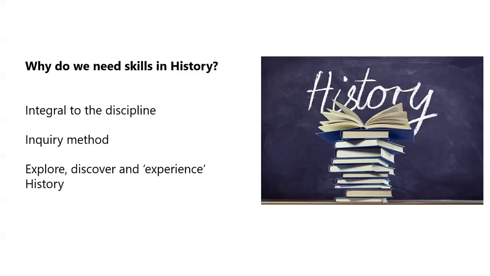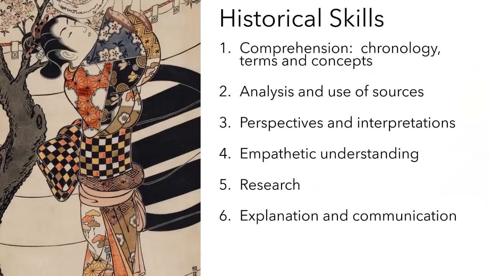to recognize. You can have a look through the syllabus and highlight those cognitive skills and see what do they mean? What does it mean to identify? What does that actually mean? We'll talk a little bit more about that. So the historical skills, what are they? These are the ones here that you need to be looking at. So comprehension, chronology, terms, concepts, analysis and use of sources, perspectives and interpretations, empathetic understanding, research, explanation, and communication.